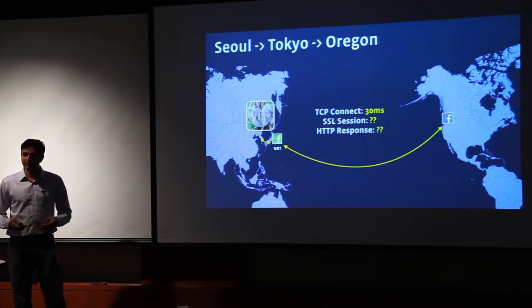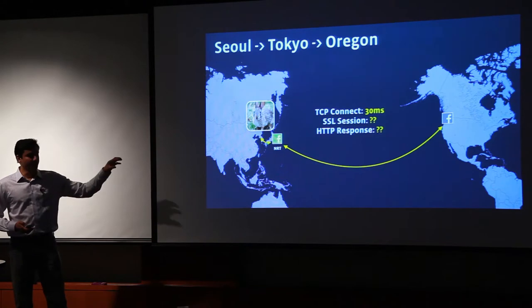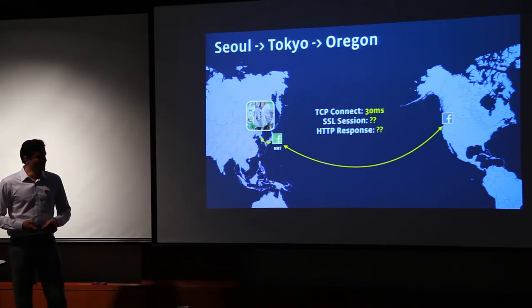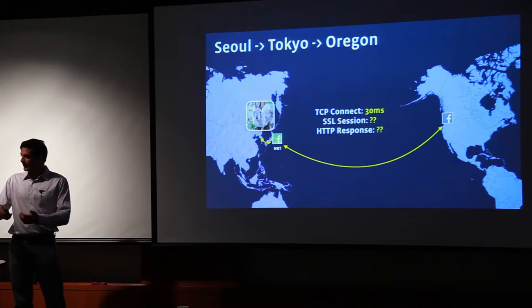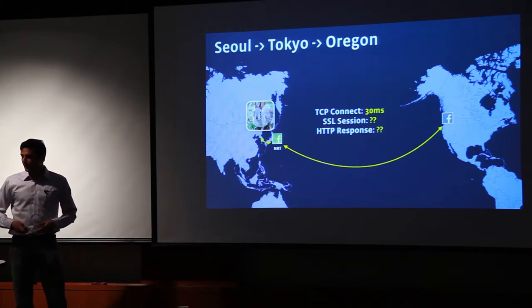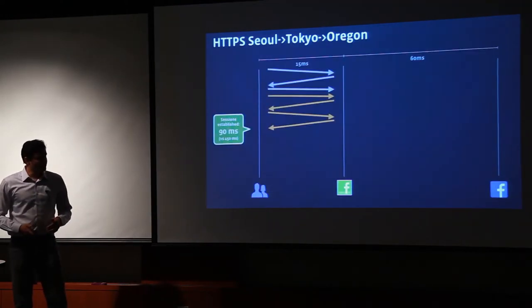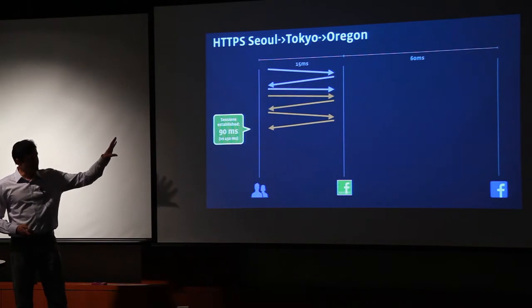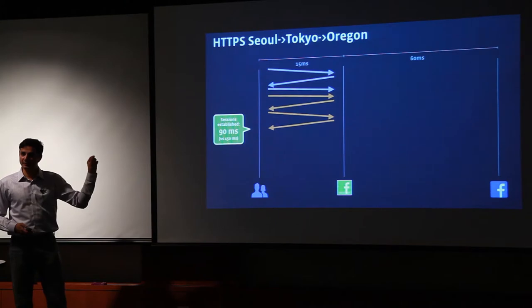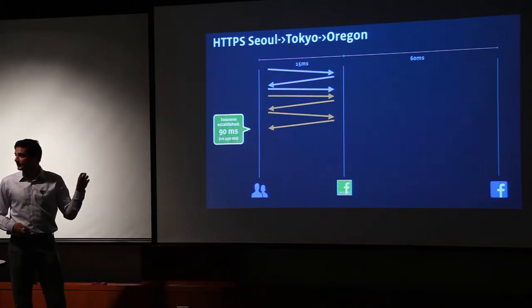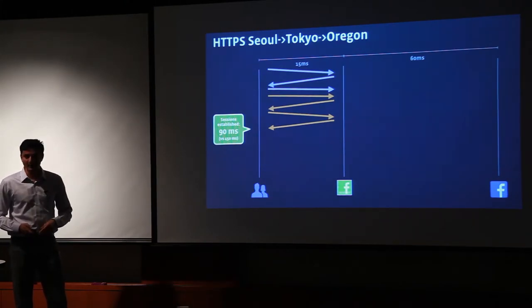So let's see what happens when we have an edge point of presence, a POP, located in Japan. NRT is just the airport code for Tokyo Narita. The initial connection happens from the user to the edge, and then the edge forwards the connection onto the data center. So the first half, the initial part is much the same. You still have a TCP and SSL handshake, but now it's between Seoul and Japan, and it's 15 milliseconds of latency. So you're done with your handshakes in about 90 milliseconds.